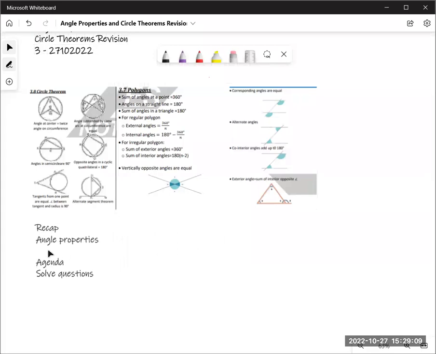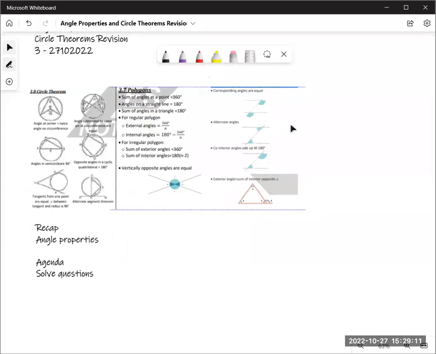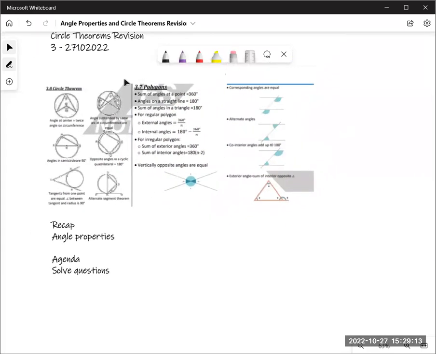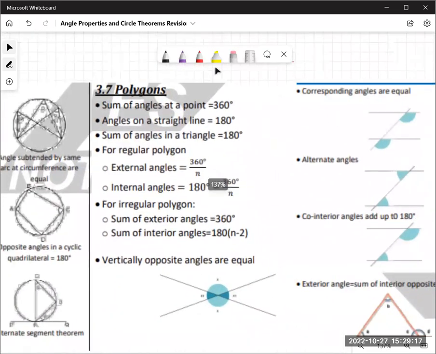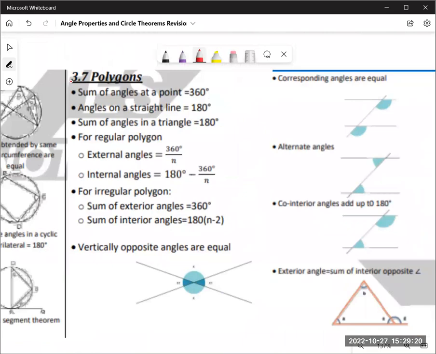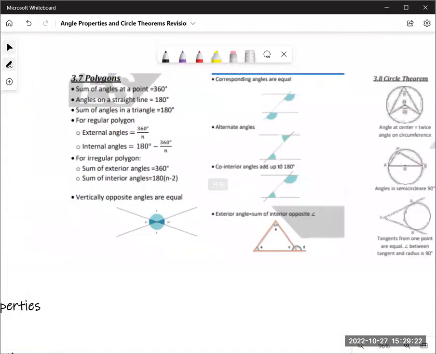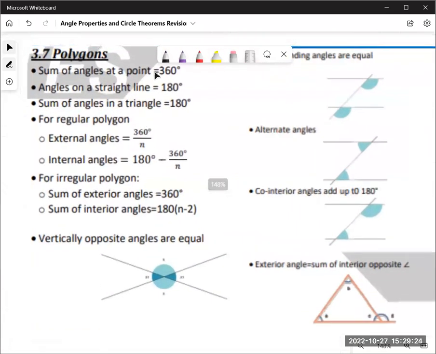Fine. Now, circle theorems, polygons, and all of this. Fine. Let's start with a question. Before we start with a question, Najla, I want you to start reading from here. Polygons. You want me to? Okay.